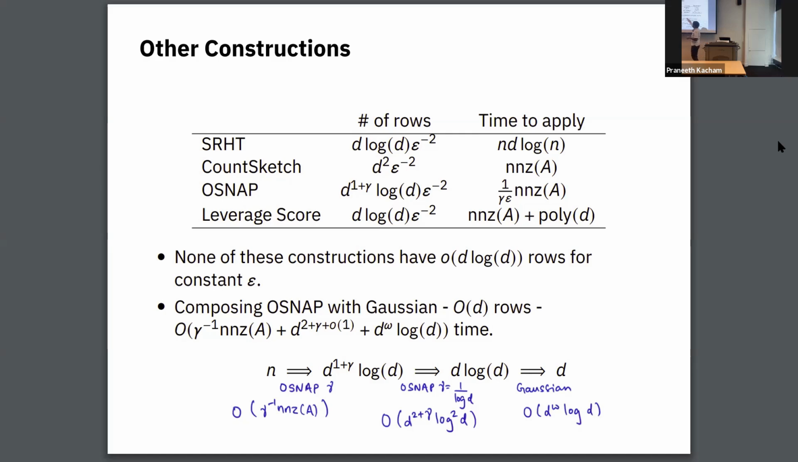And the final one is leverage score sampling. This is non-oblivious in the sense that you need to look at the matrix A to construct the leverage score sample, but it has d log d over epsilon squared rows, and it can be applied quickly too. This polynomial is like d to the 4.